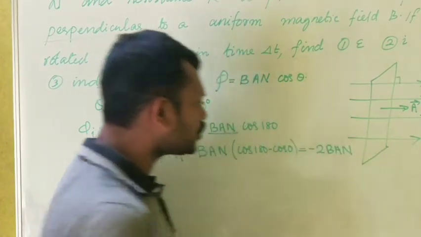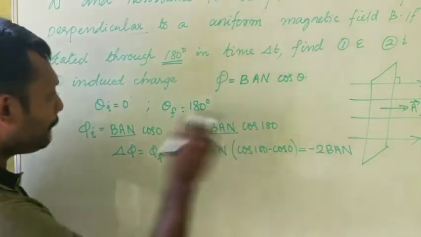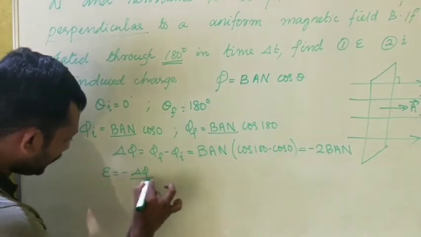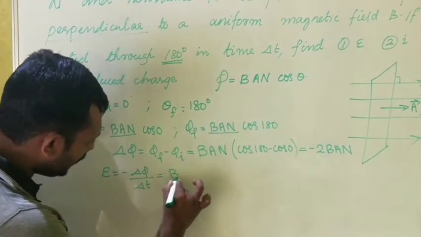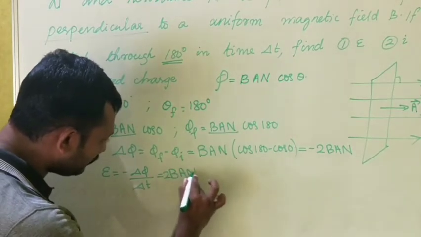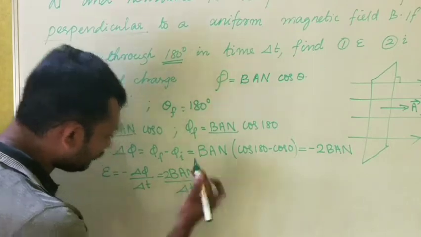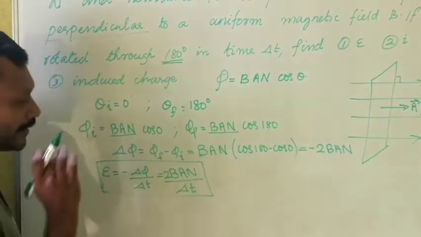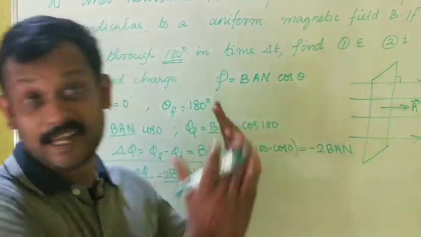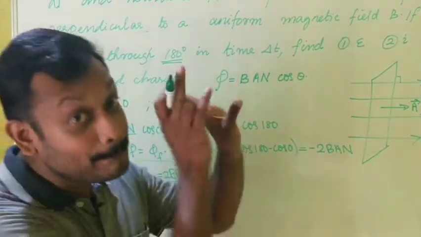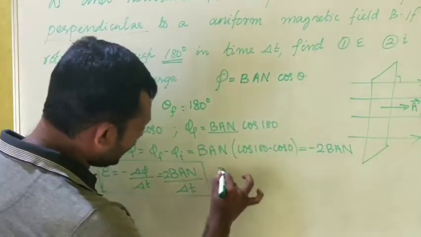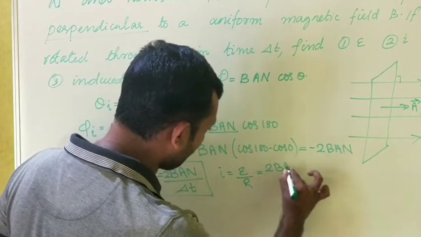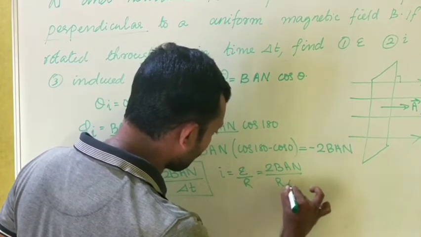We have a lot of problems having this concept involved. Minus 2 BAN. Now you can calculate induced EMF is equal to minus delta phi by delta t. This is equal to 2 BAN divided by delta t. 2 BAN by delta t is the induced EMF whenever you find a coil rotated through 180 degrees with the plane initially perpendicular to the magnetic field, or area vector parallel to the magnetic field. Now current I is equal to epsilon by R, which is very simple, 2 BAN by R delta t.